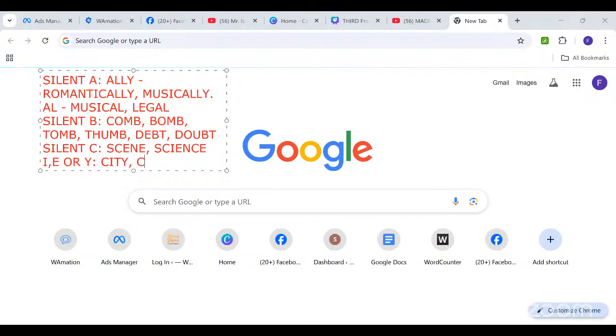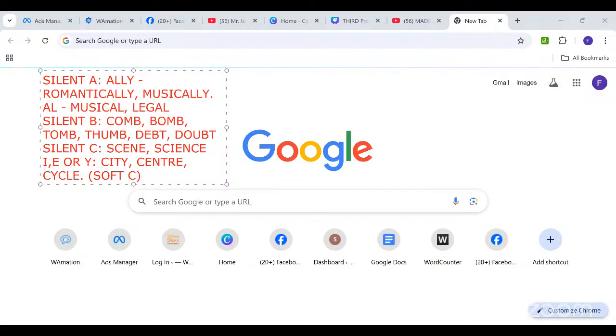Same way, if I have letter E after letter C, like in center, or letter Y after letter C, like in cycle, in these words the letter C makes a different sound. It sounds like an S instead of a K. So we call them soft C.